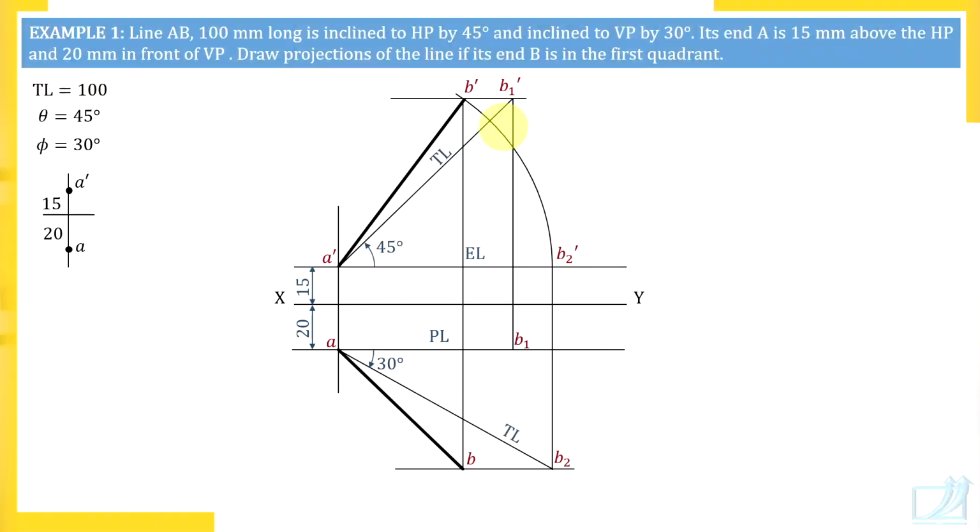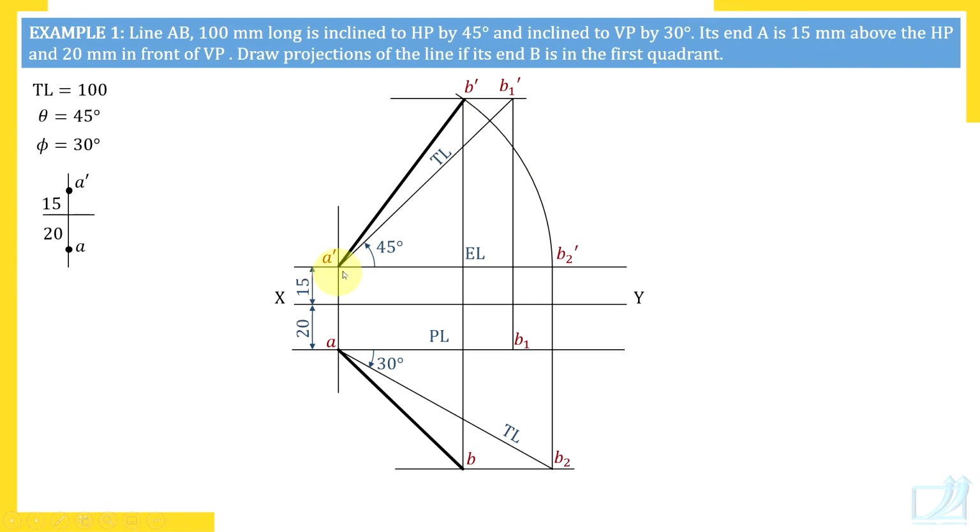So check, in your drawing there must be 3 front views, 3 top views. B and B2 must be on a horizontal line, B dash and B1 dash must be on a horizontal line. Also only those two lines, AB and A dash B dash, thick or dark. Let's check our drawing.